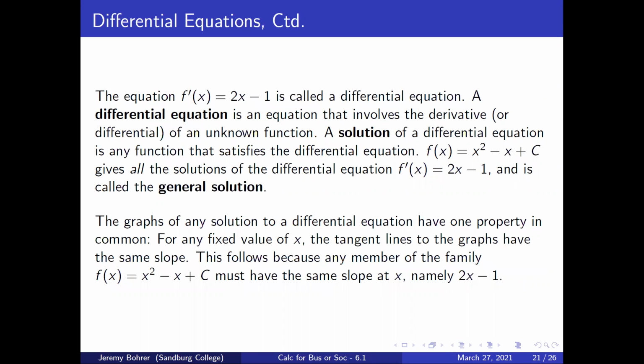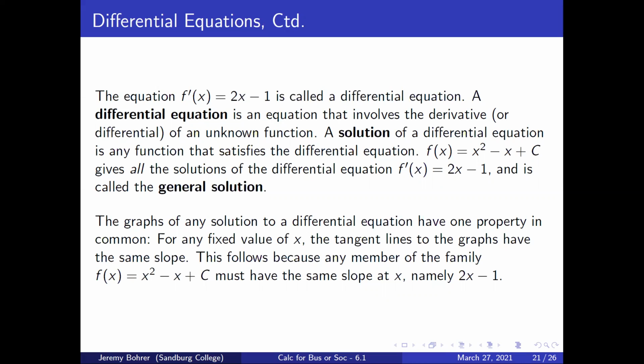The equation f prime of x equals 2x minus 1 is called a differential equation. A differential equation is an equation that involves the derivative or differential of an unknown function. A solution of a differential equation is any function that satisfies the differential equation. f of x equals x squared minus x plus c gives all the solutions of the differential equation f prime of x equals 2x minus 1, and is called the general solution.